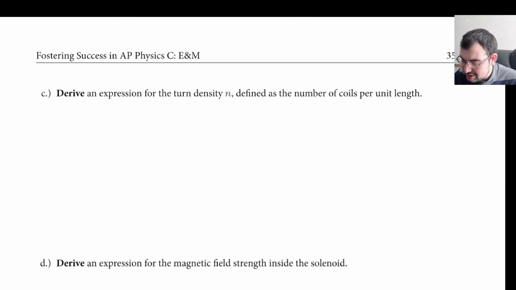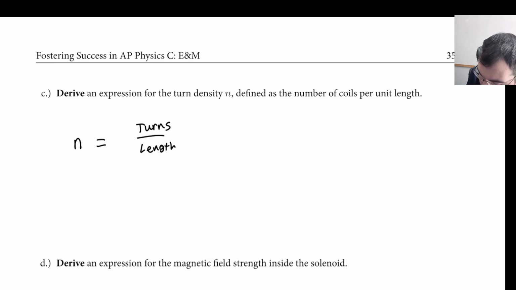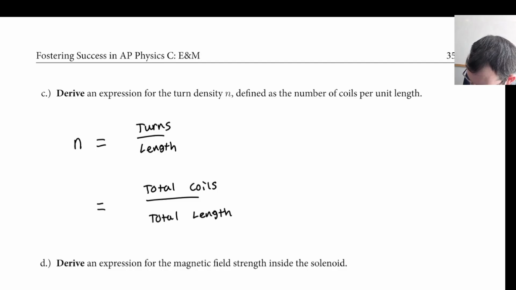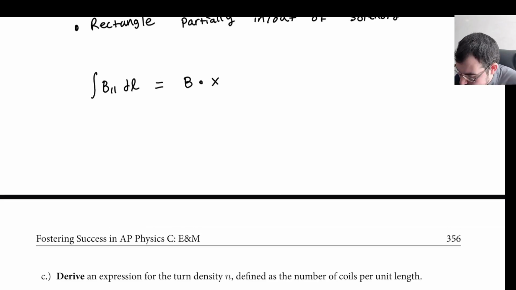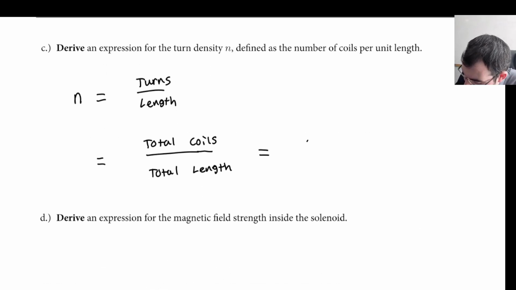What is the turn density n, defined as the number of coils per unit length? Well, we just do the definition. n is turns per unit length, which can be thought of as total coils divided by total length. And if we look at the problem, it was given to us that we have N total coils, and it is a total length of L. So its coil density would be capital N over L.